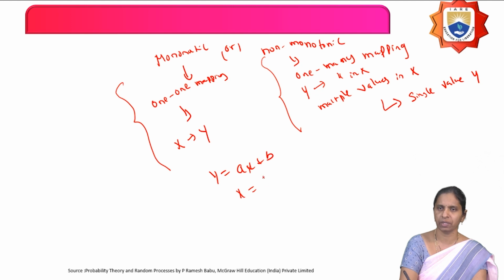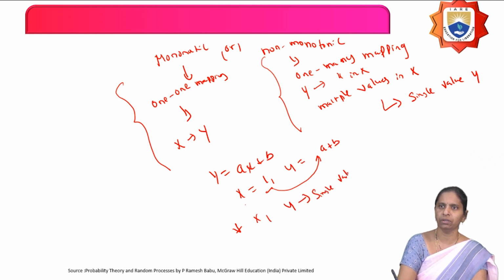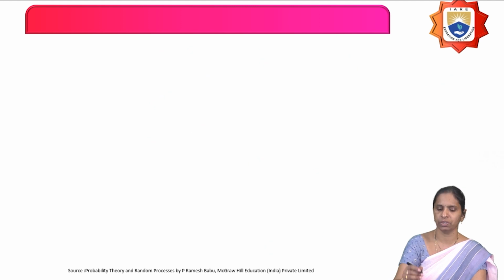Here they have given y equals ax plus b. So if x equals plus 1, then y equals a plus b. It means a single value in x corresponds to a single value in y. Similarly, you can observe for any value of x, y gives a single value with respect to the given x value. That's why the type of transformation here is called monotonic transformation.